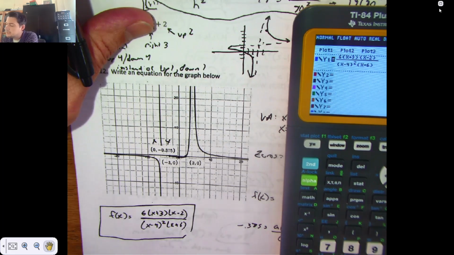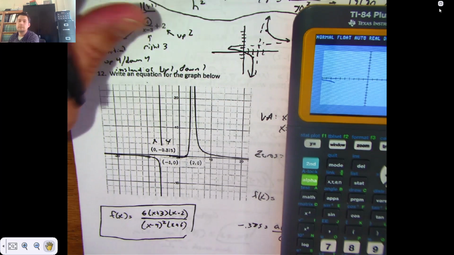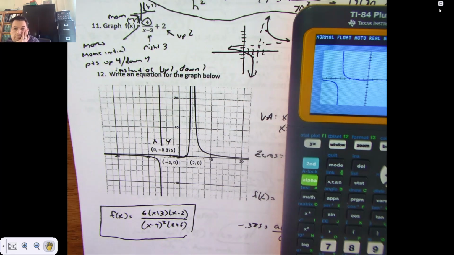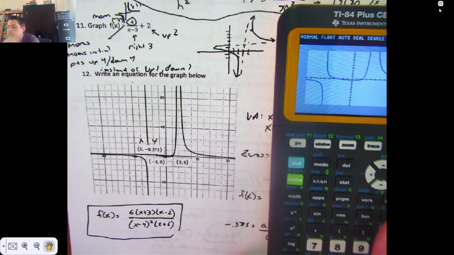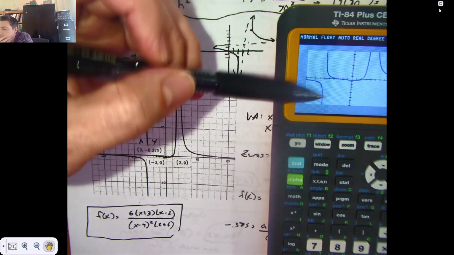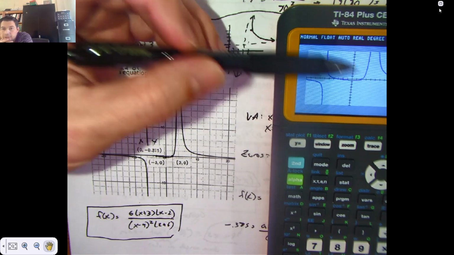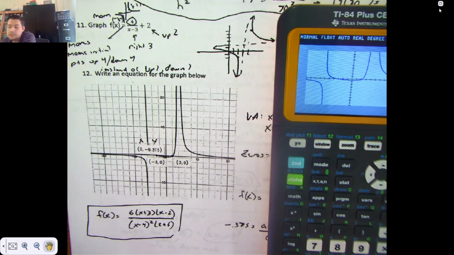And I just want to have something that looks a lot like the original graph. It's kind of hard to tell here, but you can see that the zeros are the same. You can kind of visually imagine the asymptotes being where they need to be. You can always just look at the equations that are given.